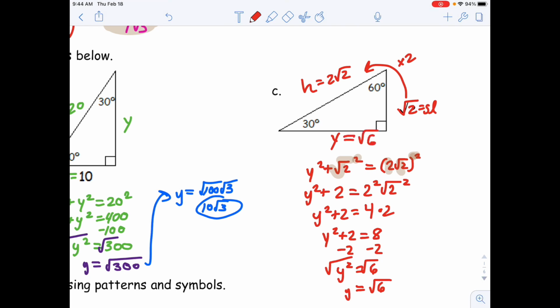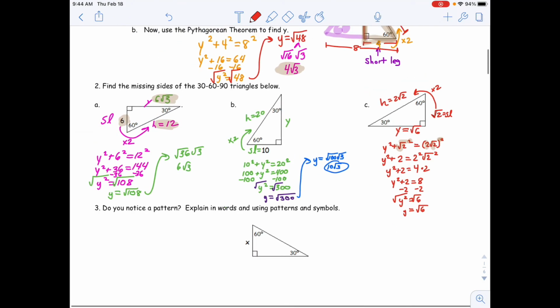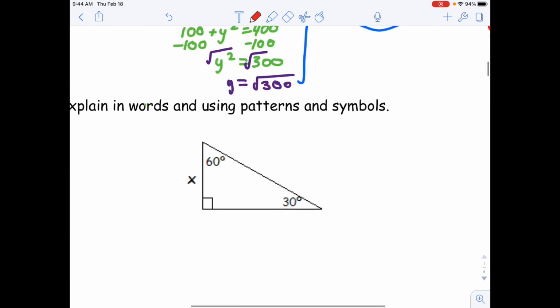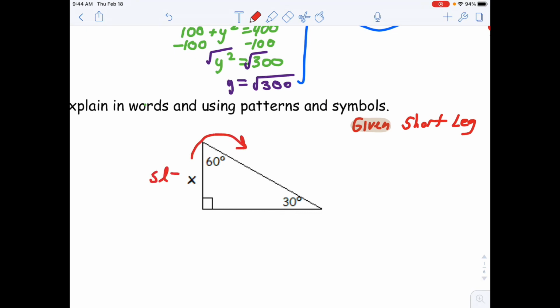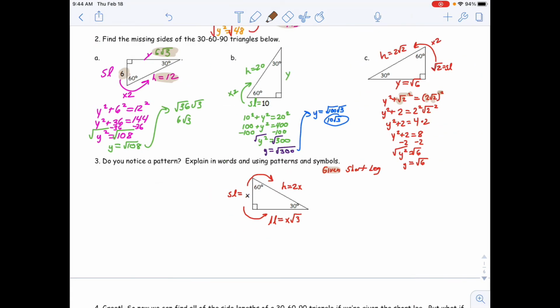All right, so there's a pattern going on. Do you notice a pattern? Explain in words and using patterns and symbols. What this means is, first off, we were given the short leg. All right, this is important. This is what happens when we're given the short leg. To figure out the hypotenuse, so SL equals x, the hypotenuse is just going to be 2x. It's double the short leg. Then to figure out the long leg, well, it's just x radical 3. It's whatever the short leg is, and then you incorporate a radical 3.